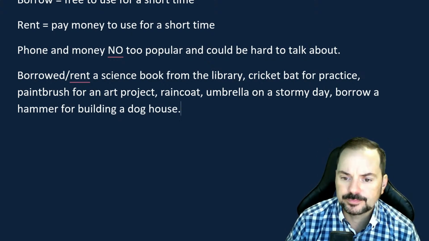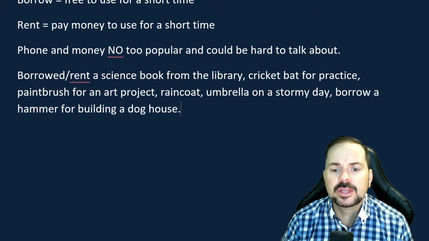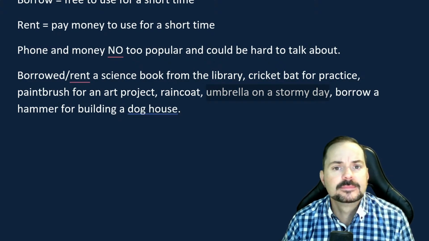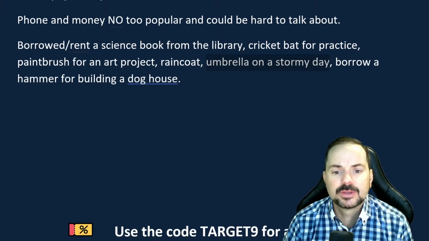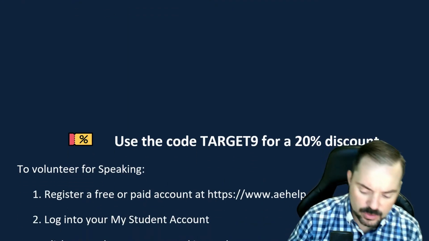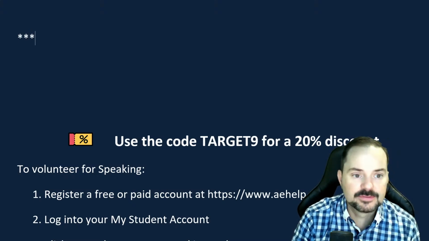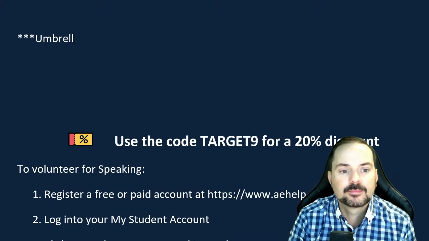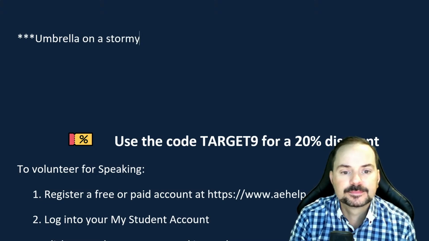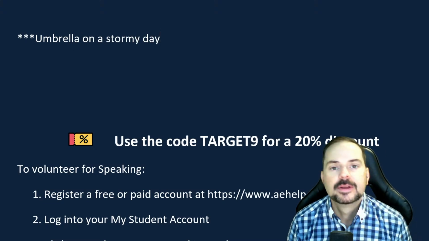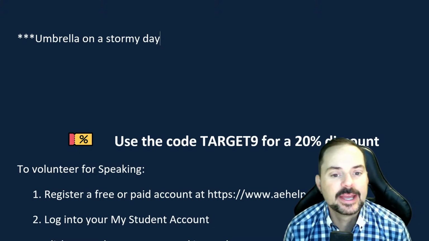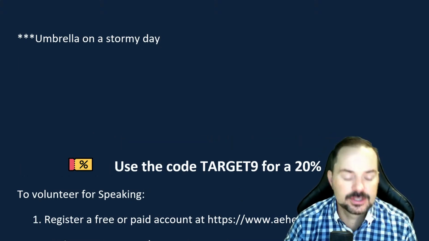I like this one, the umbrella on a stormy day. Let's use that one. Okay, so we're going to stick with this one today. I think it's a very good one. Okay, umbrella on a stormy day. And now we can take some notes.